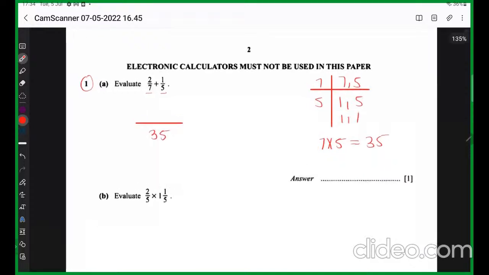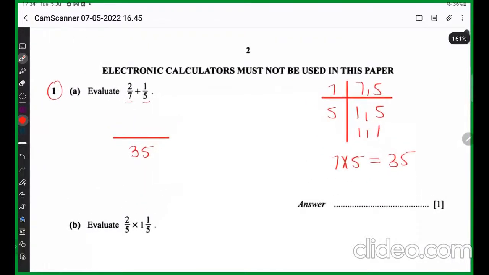Now, the LCM is 35. So I need to multiply 7 by 5 in order to get 35. So I will be multiplying 2 by 5. It would give me 10 plus 5 would be multiplied by 7 in order to get 35. So I would multiply this 1 by 7 as well, and it would give me 7. And the final answer is going to be 10 plus 7, that is 17 divided by 35.